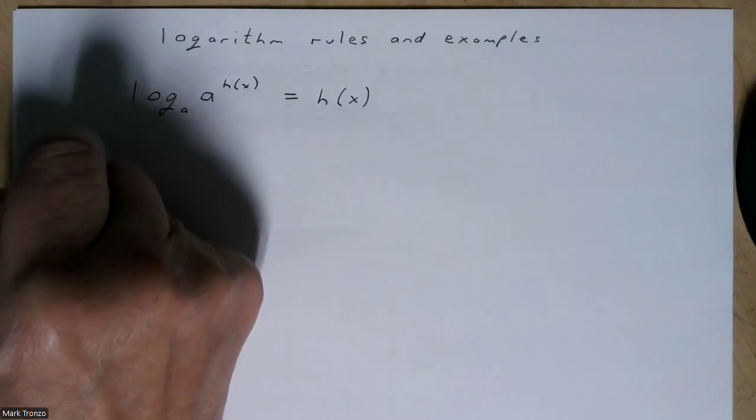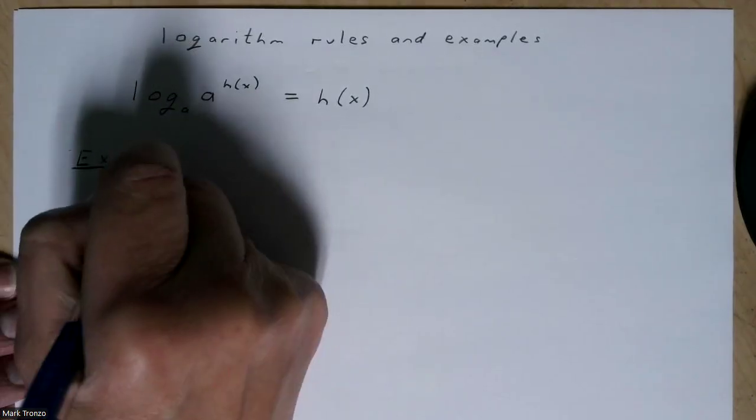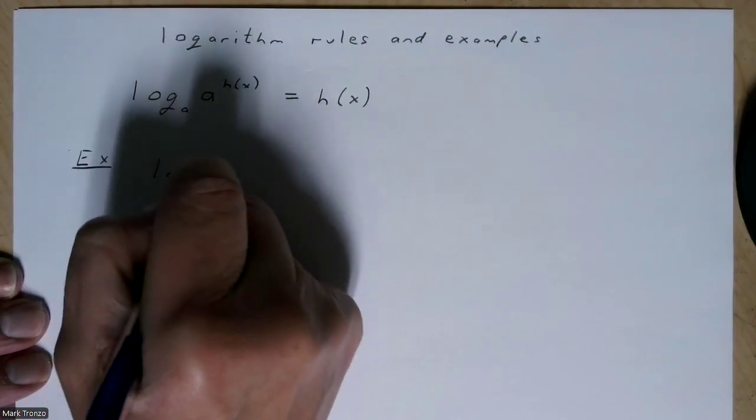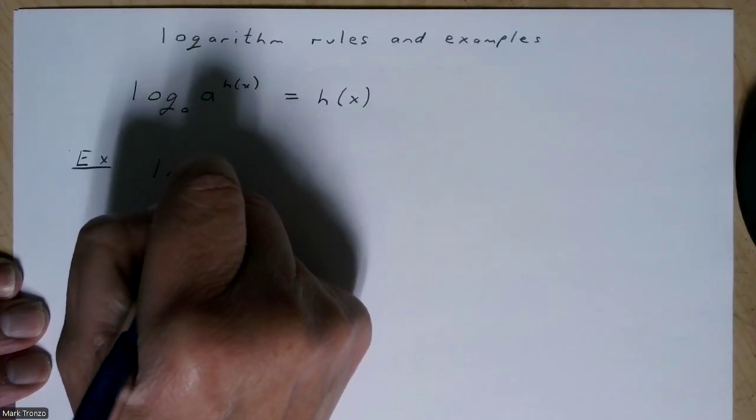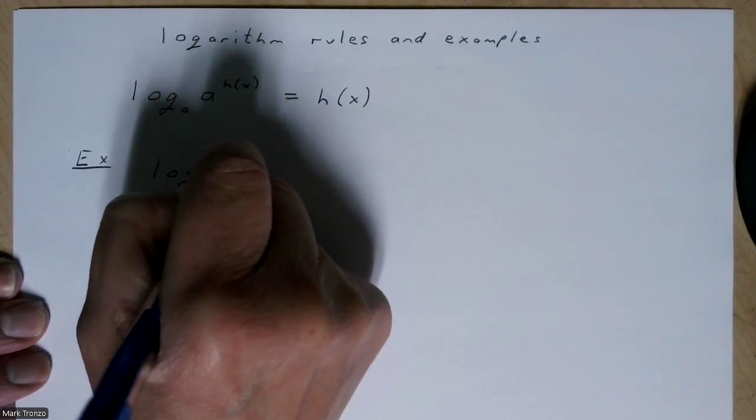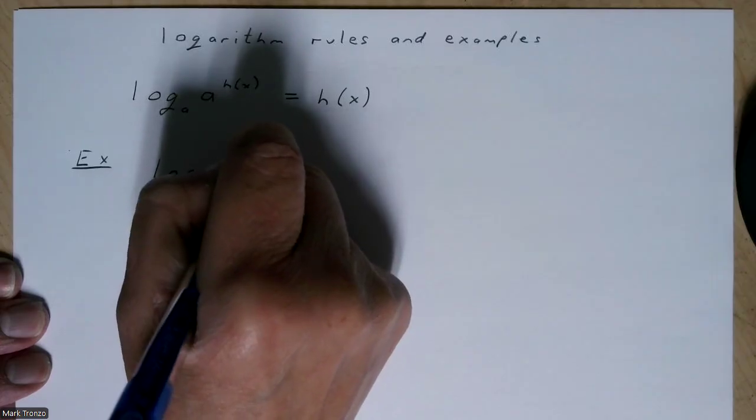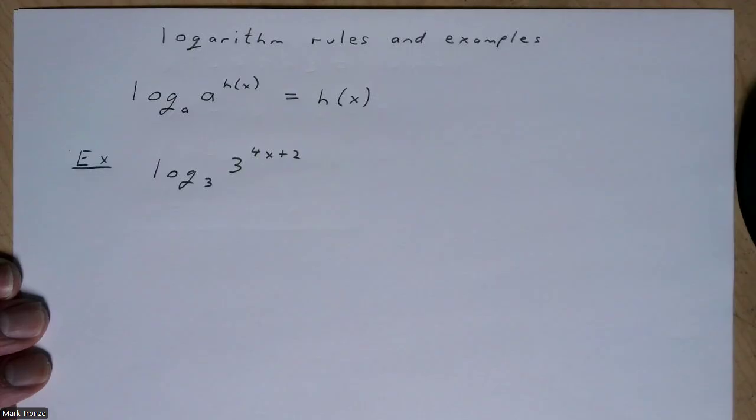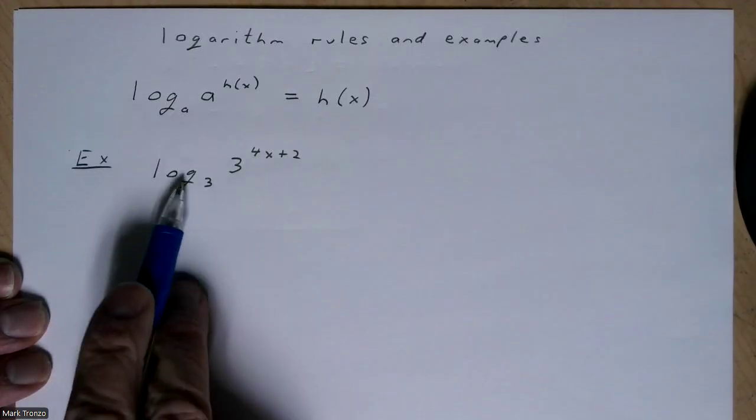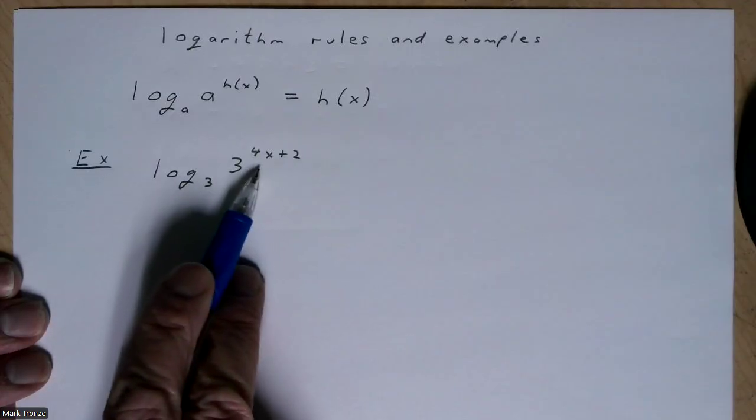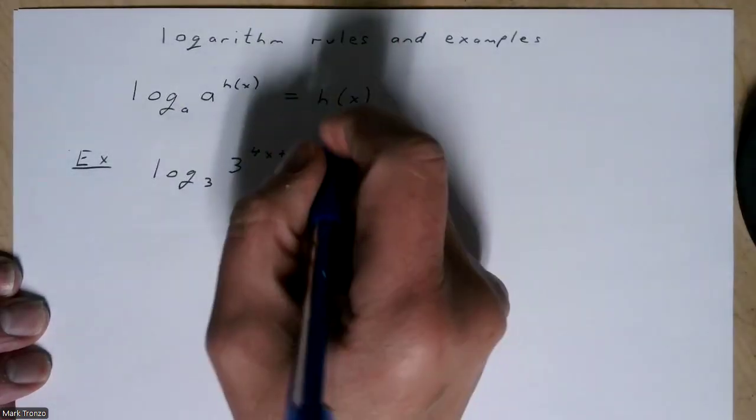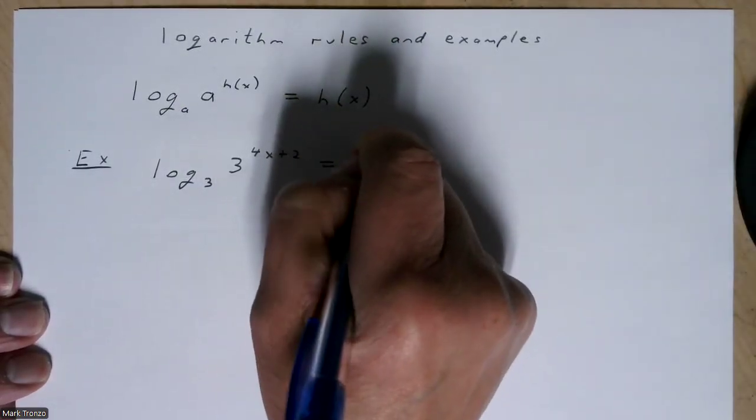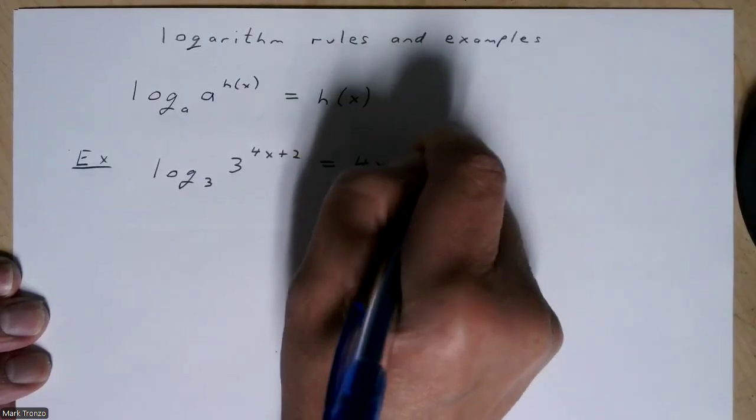So, for example, if you have the log to the base 3 of 3 to the 4x plus 2, again, since log base 3 and 3 to the power are inverse functions, this is going to be 4x plus 2.